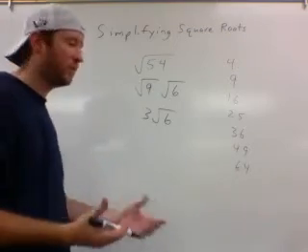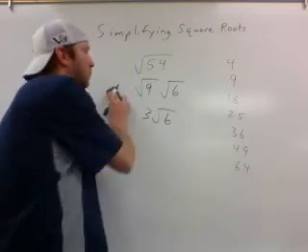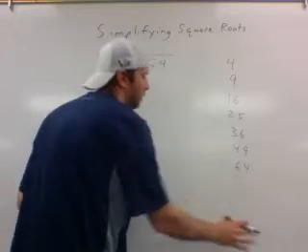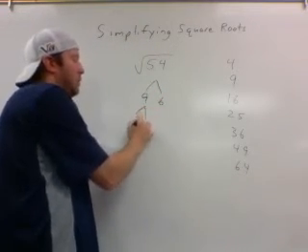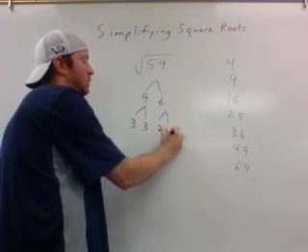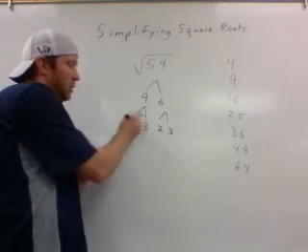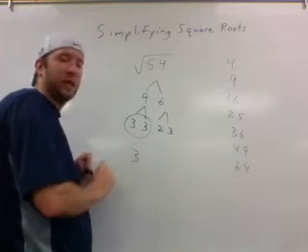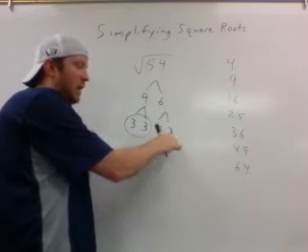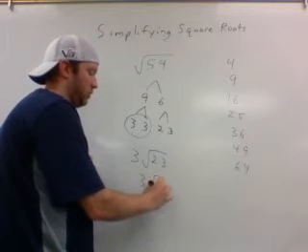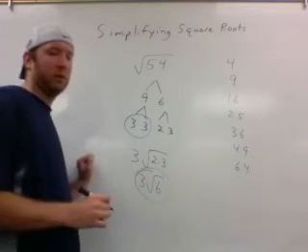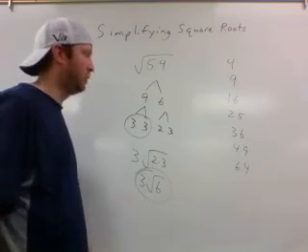If I use the factor method, I might start off and go, yep, I know it's 9 and 6. 9 is 3 and 3. 6 is 2 and 3. Here's a pair, so the 3 comes outside, and back inside, no partners, no pairs, 2 times 3. So you get 3 square roots of 6. Same answer, just a different way to do it.